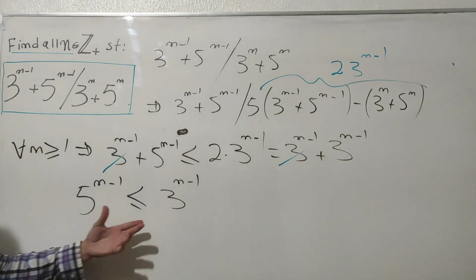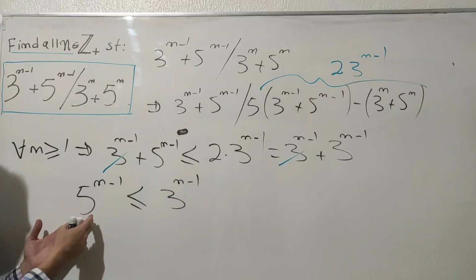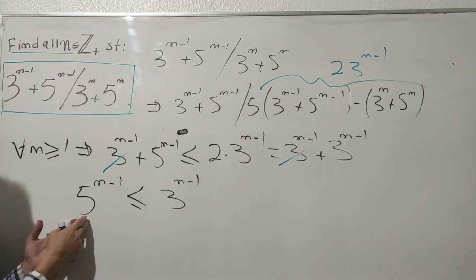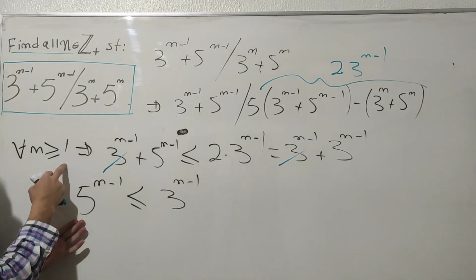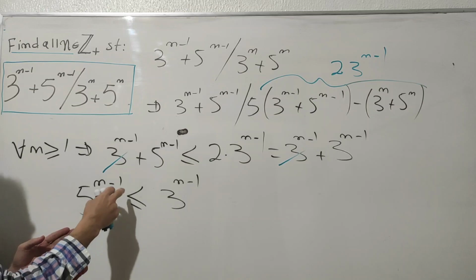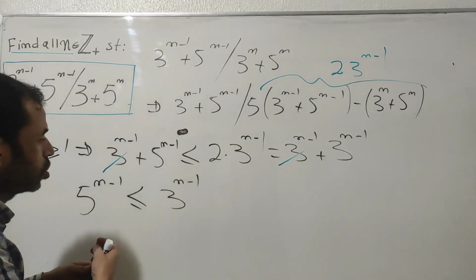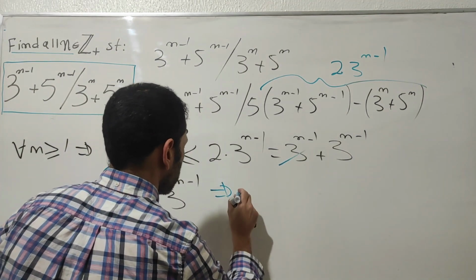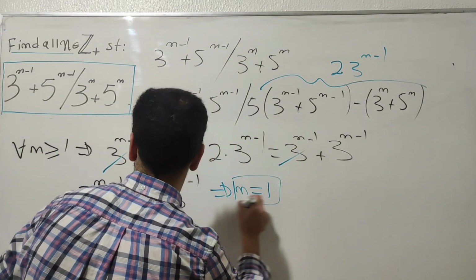So we get two different primes with the same exponent, but this is not true, because 5 is bigger than 3 if n is above 1. The only way to make this statement true is to have the exponent 0. If you get the exponent 0, you get 1 on each side, which is true. So the only way to get this true is n equals 1, which is the solution for this equation.